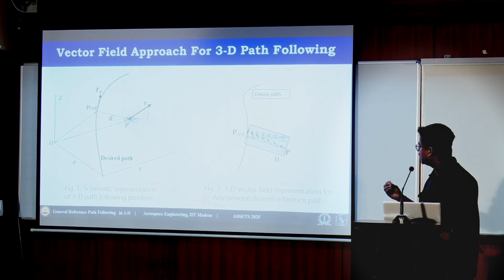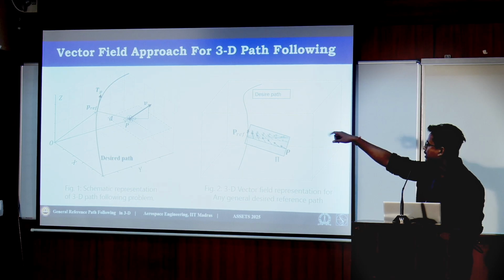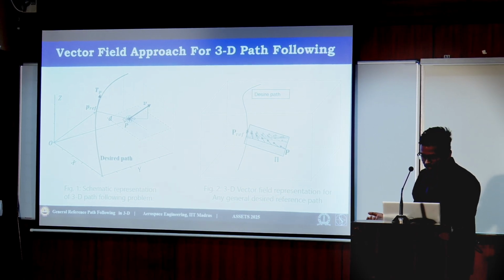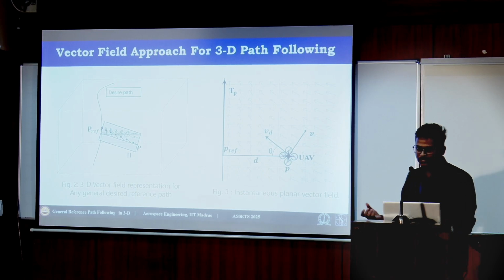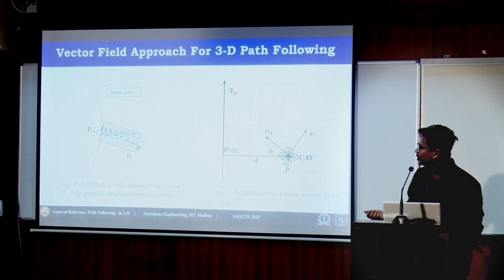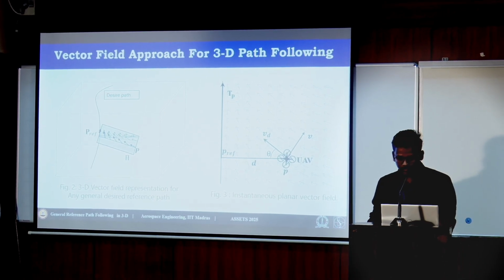At the P reference point, if I define one tangent vector as shown in figure 1, then using these two basis vectors, the line joining P and P ref and the tangent T P, we can define the pi plane. If we define one vector field on this pi plane, we can instantaneously create one desired vector direction, which will eventually guide me towards the path and able to follow the path, as is the requirement.